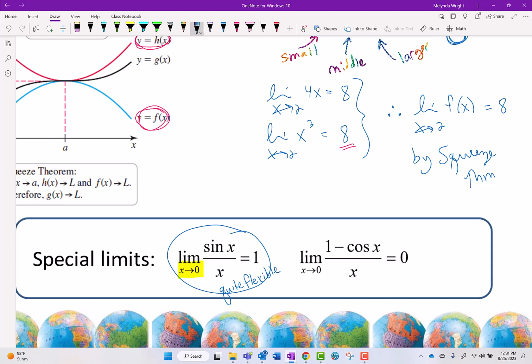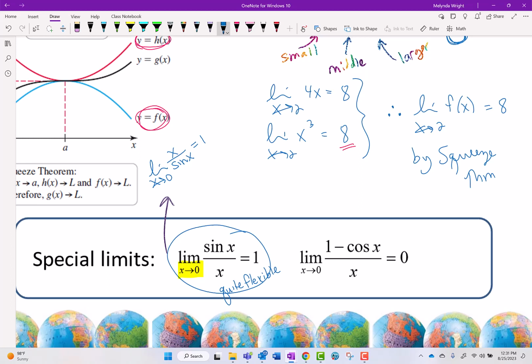For example, this would be true also. The limit as x goes to 0 of x over sine x, that's also 1. This one you can flip upside down, and there's no problem with that. In your limit work, you might see it like that. That's okay.